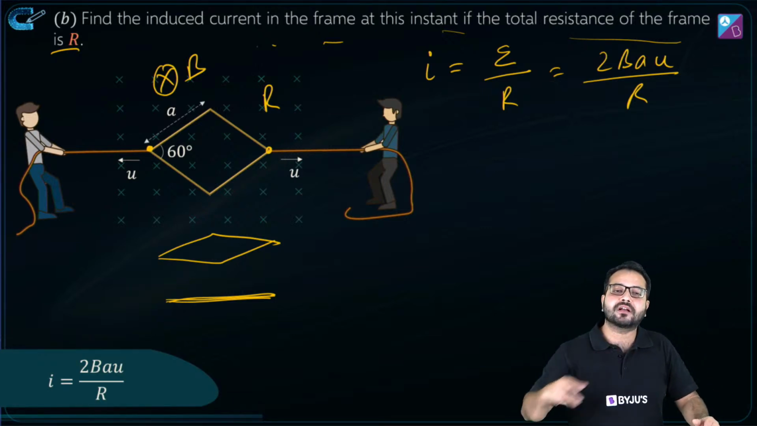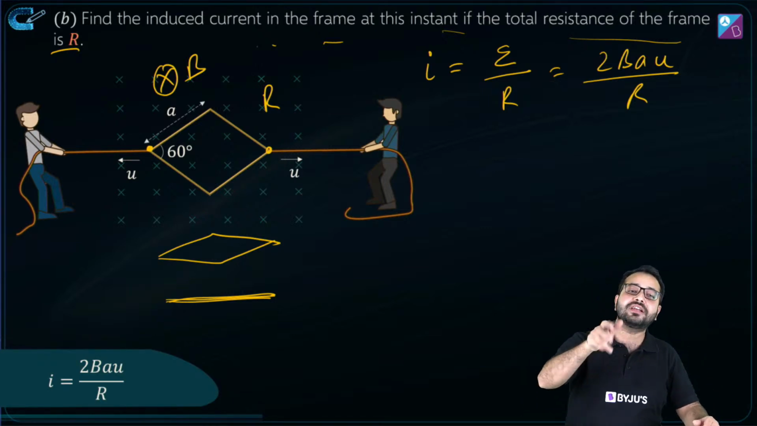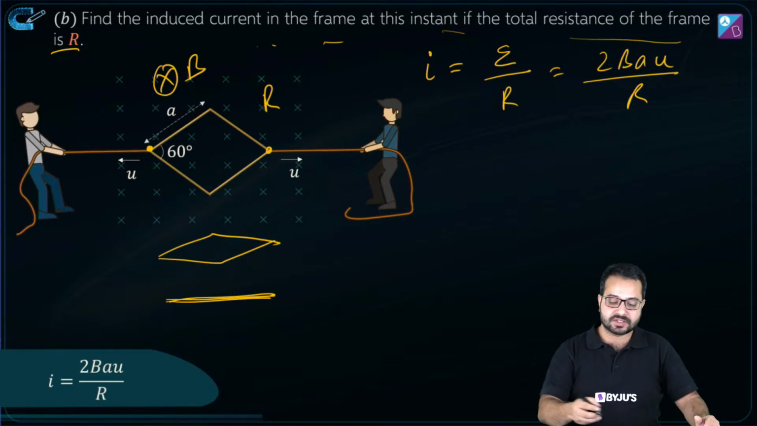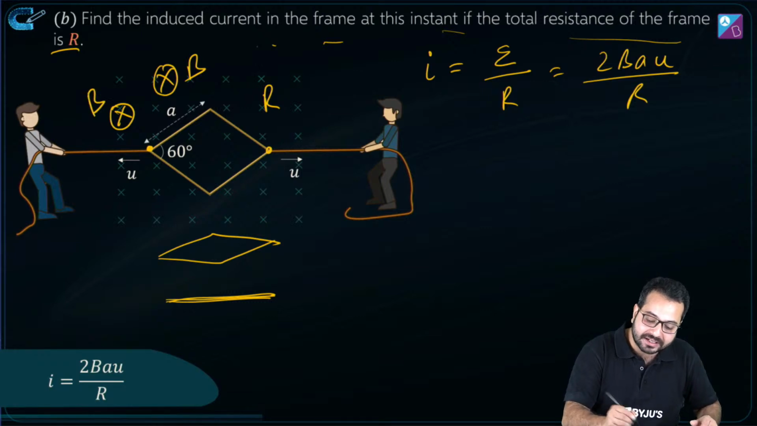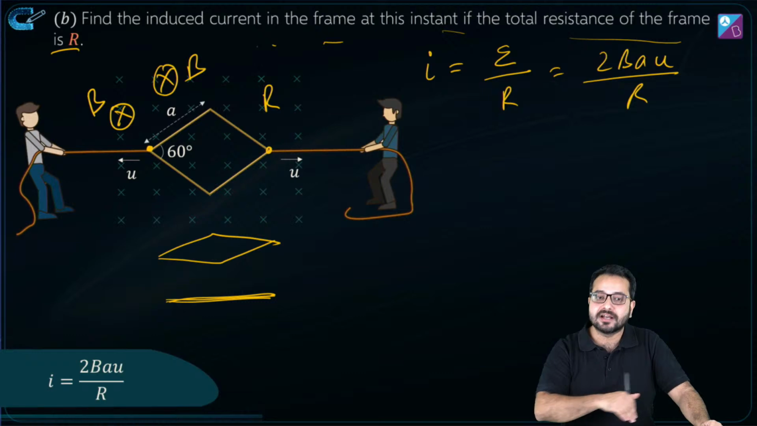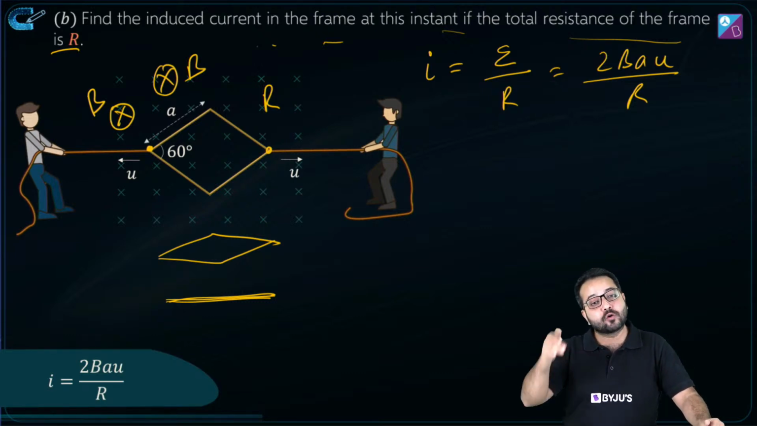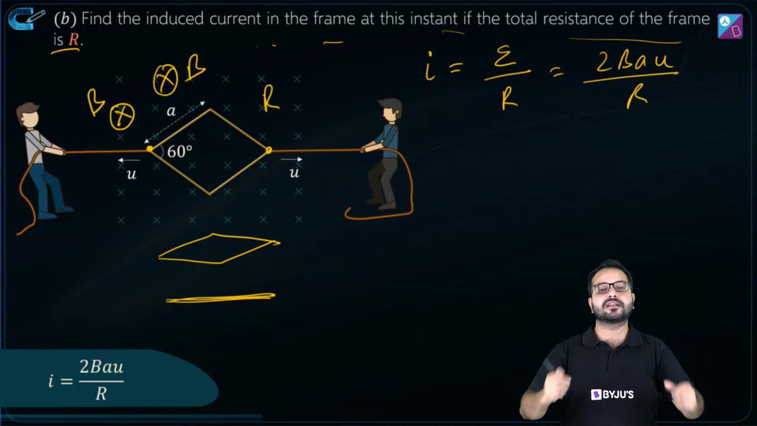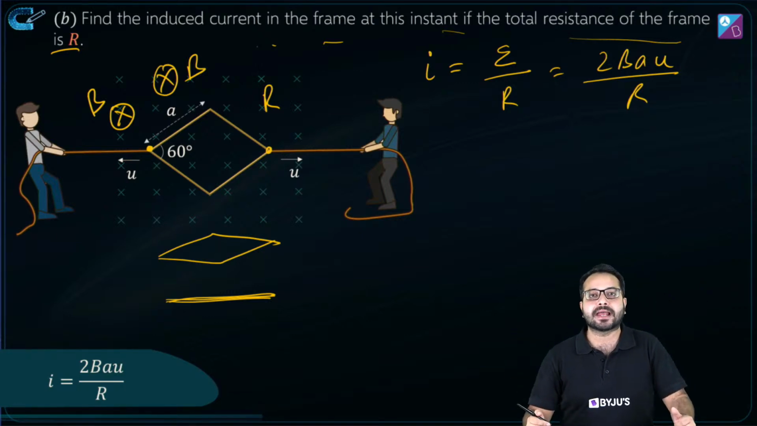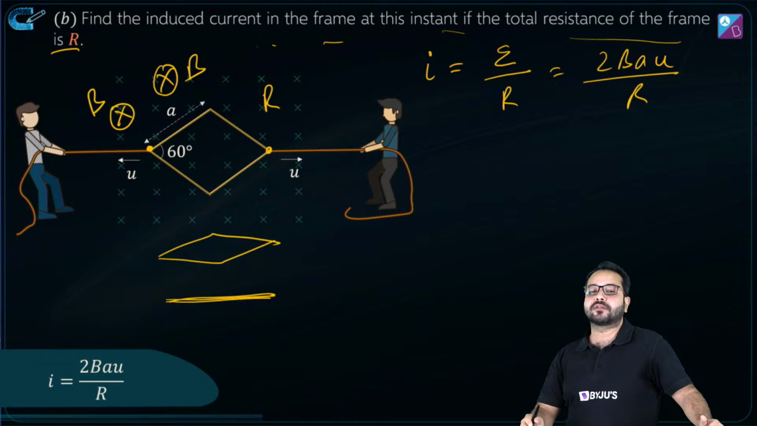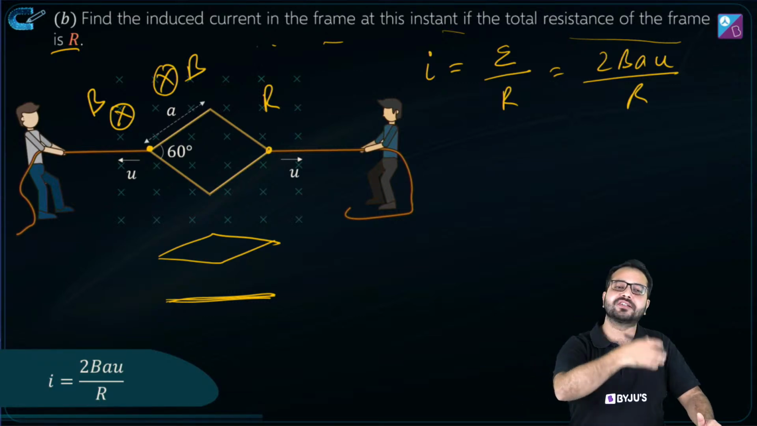So what will the current try to do? The current will try to increase the flux, which means the current is going to produce a magnetic field going into the plane of the screen, because it wants to increase the magnetic field. The flux is decreasing, the current wants to increase the magnetic field, and hence it is going to flow in a manner such that it creates its magnetic field going into the plane of the screen. Is it right?